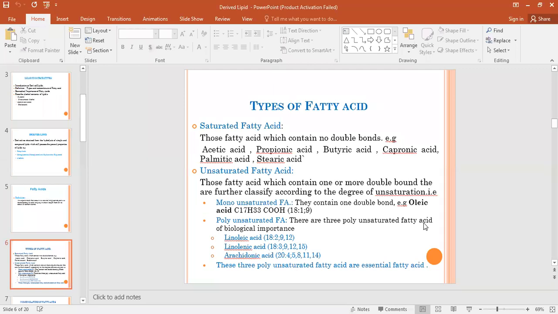Types of fatty acid: saturated fatty acid and unsaturated fatty acid. Those fatty acids which contain no double bonds are called saturated fatty acid. Examples are acetic acid, propionic acid, butyric acid, caproic acid, palmitic acid, and stearic acid. They are the examples of saturated fatty acid.